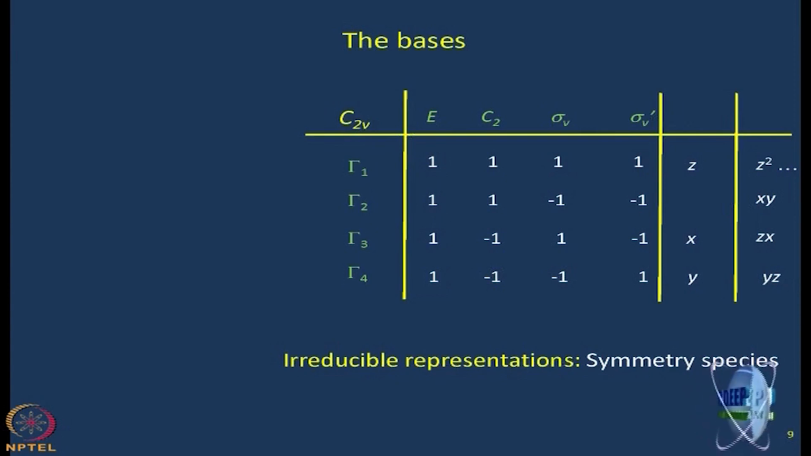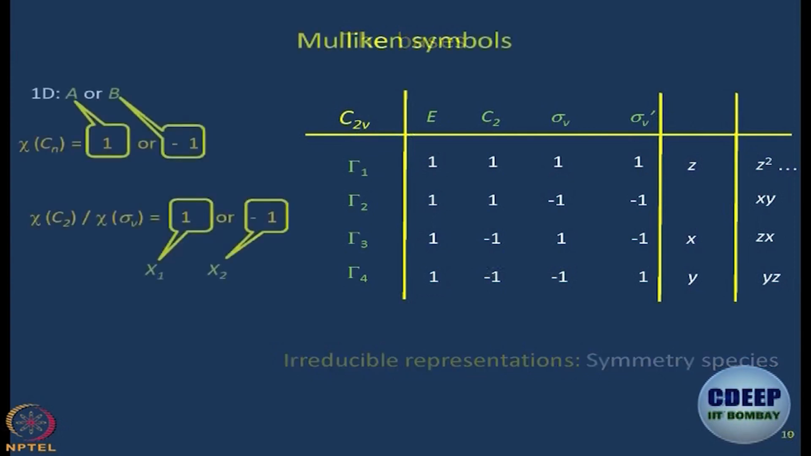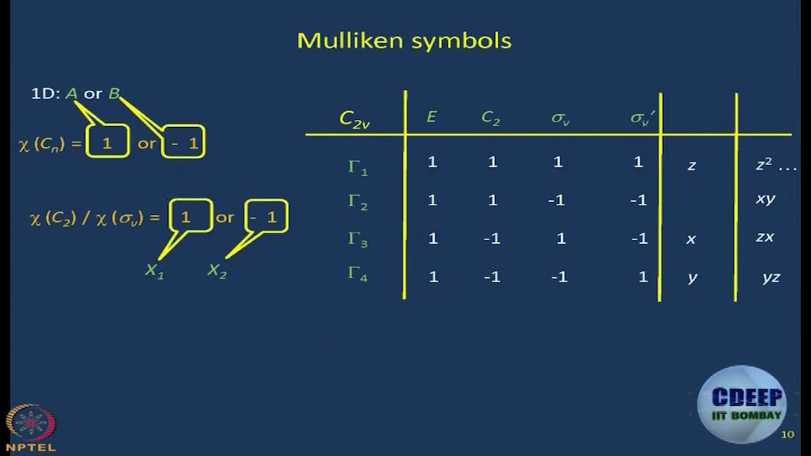If you want to know the overall behavior of a function in response to symmetry operations, you have to look at the entire collection of characters, which is the representation. So another name for representation is symmetry species. The symmetry species denotes how the functions behave as a function of the symmetry operations. We are repeating ourselves.